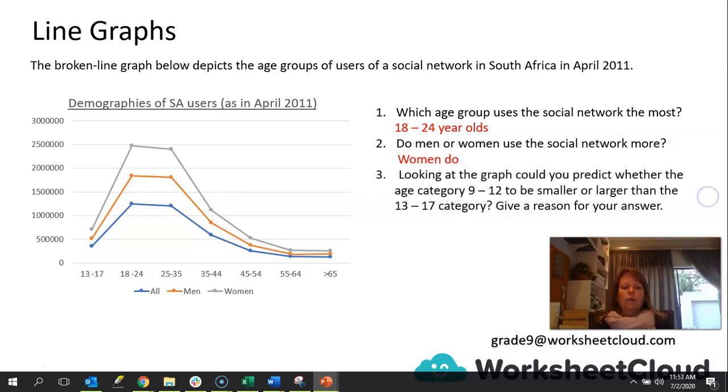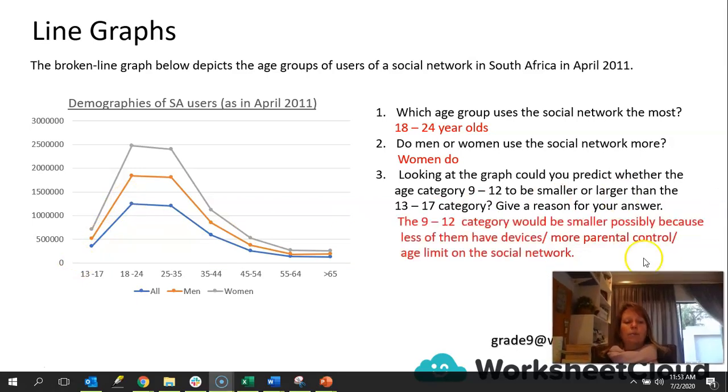And then the last one was looking at the graph. Could you predict whether the age group 9 to 12 would be smaller or larger than the 13 to 17 category? If we look at the 13 to 17 category, here we can see that it's on its way down. And here, we're starting actually over here, but that's just because that's the lowest category. But you can see that actually it should probably be even less. So it would be smaller.